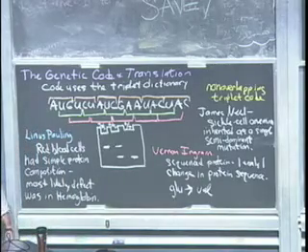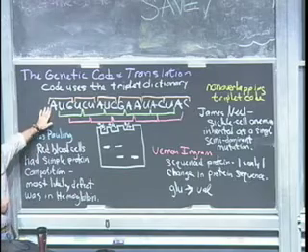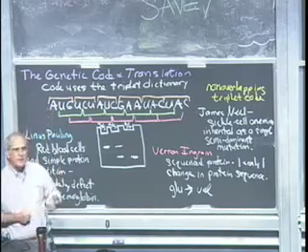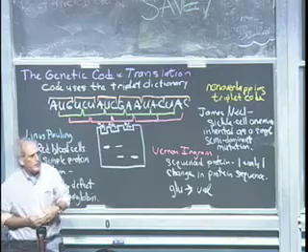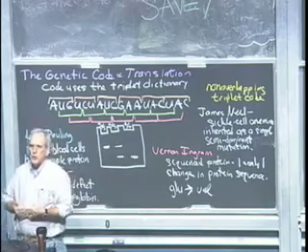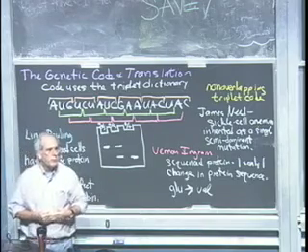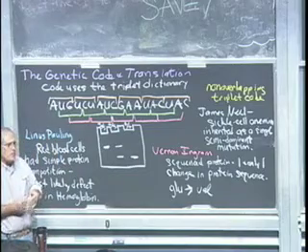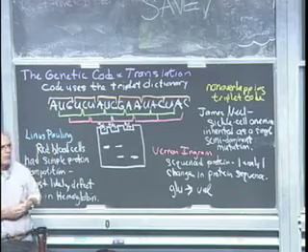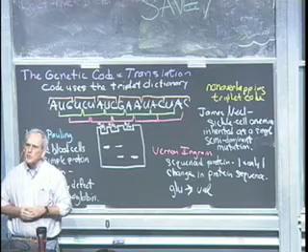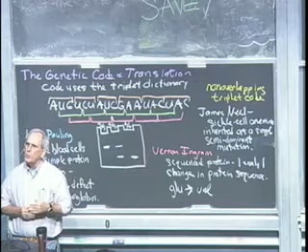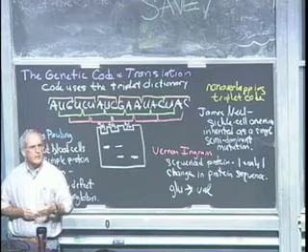Now, the genetic code is a triplet code that is read 1 3-letter codon at a time, but any triplet code could be read in different reading frames. So the question is, how are we going to know where to start? And the other question is, how do we know where one word ends and another word begins?